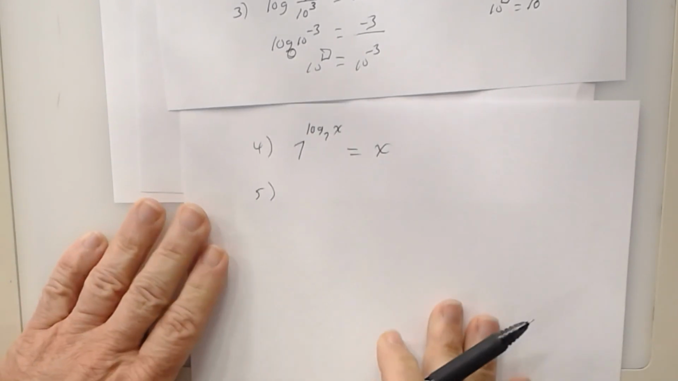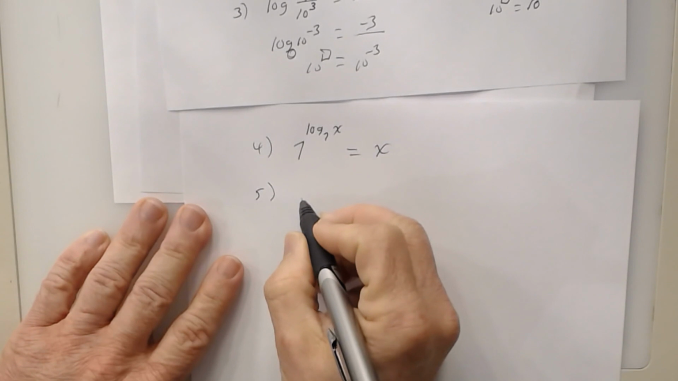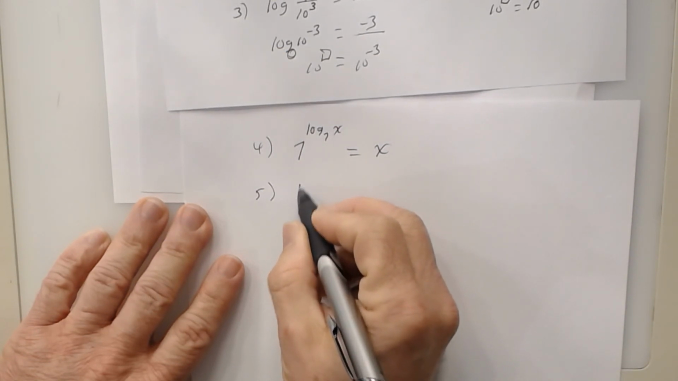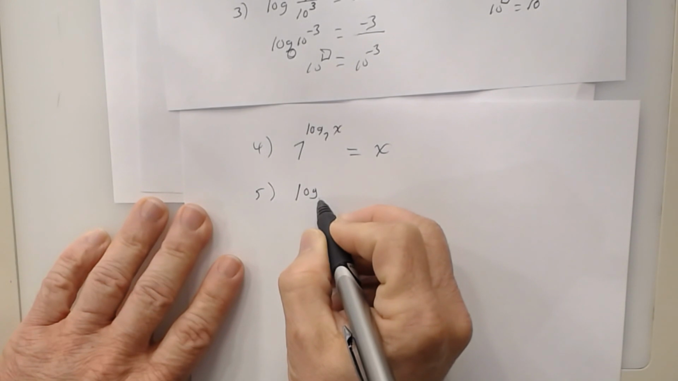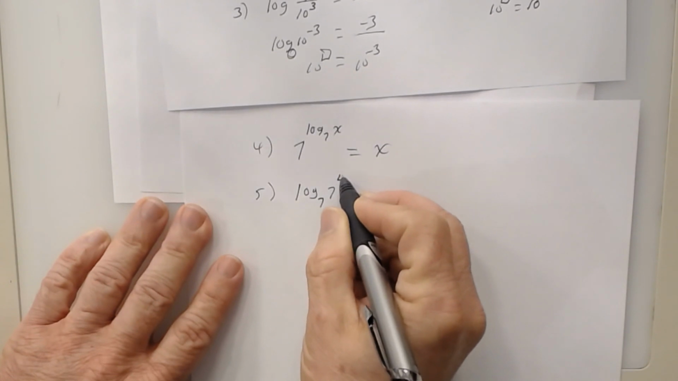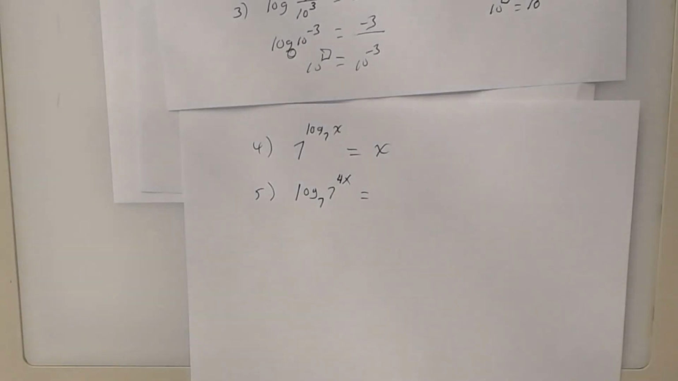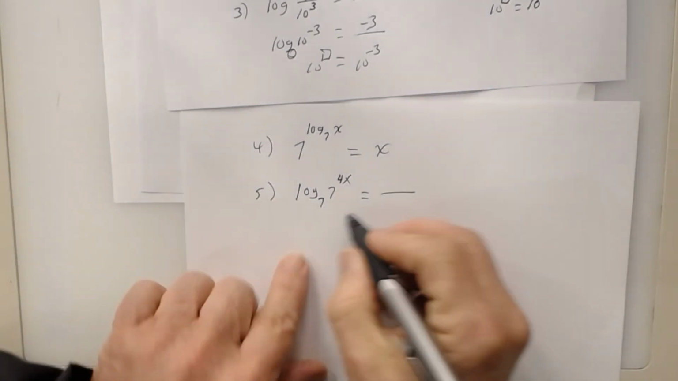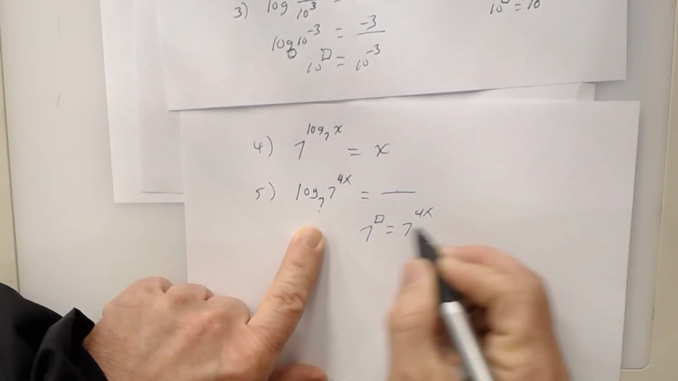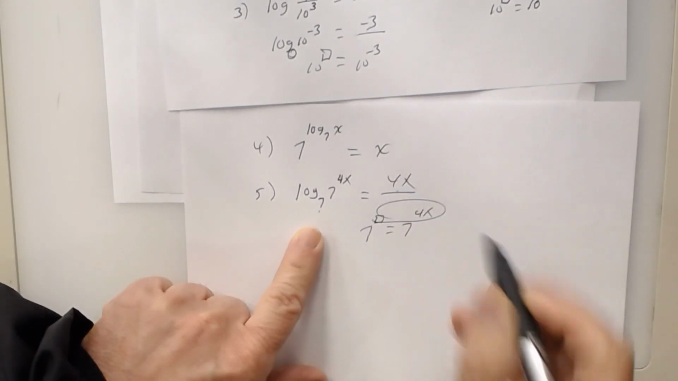Number 5, if I have the log base 7 of 7 to the 4x power. Based on what we did yesterday, what's that equal to? 4x. It kind of makes sense still because I can change this right here to an exponential. 7 to the box equals 7 to the 4x. So what must the box equal? 4x.